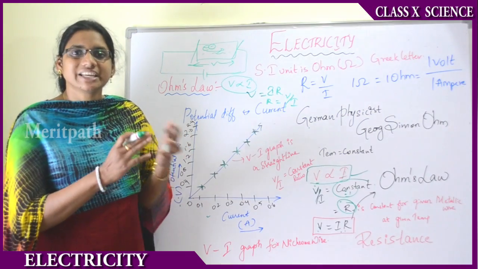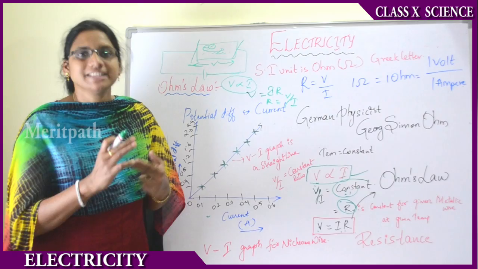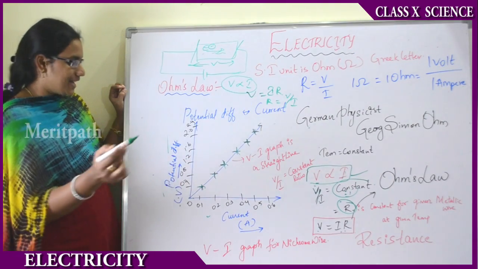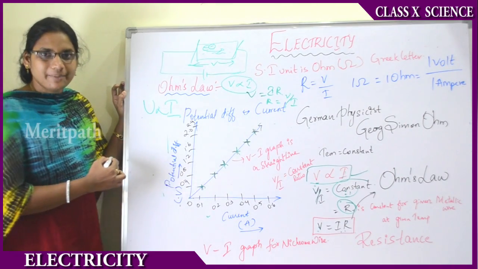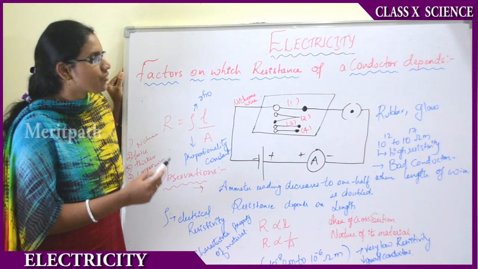That means voltage and current have direct proportionality, and that constant is said to be resistance. With the help of this diagram, I hope you can understand that voltage is directly proportional to current. Okay. Now let us see the factors on which the resistance of a conductor depends.